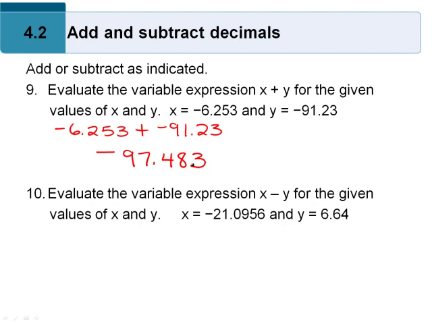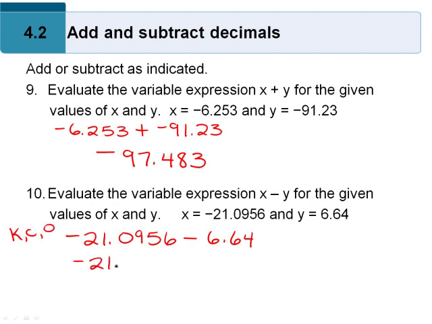Number 10, evaluate the variable expression x minus y for the given values of x and y. So now we want to set up subtraction. X is negative 21.0956 and y is 6.64. So we're going to write it right in that order. Negative 21.0956 minus 6.64. So we need to do keep, change, opposite, okay?